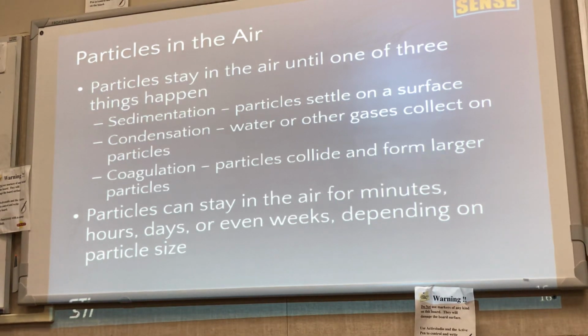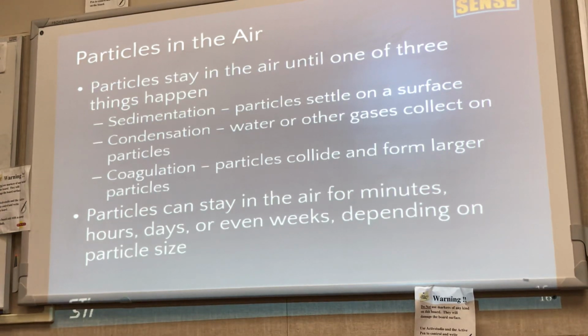So we can get sedimentation, where particles settle on the surface. That's a little bit of what we're hoping is going to happen with our index cards, that there's a good amount of sedimentation happening right now, so that we can collect some particles. Condensation: if it's wet outside, you can wash away particles, right? We know that they can uptake water very easily. There's hygroscopicity. There you go. Hygroscopic is the thing you're talking about.